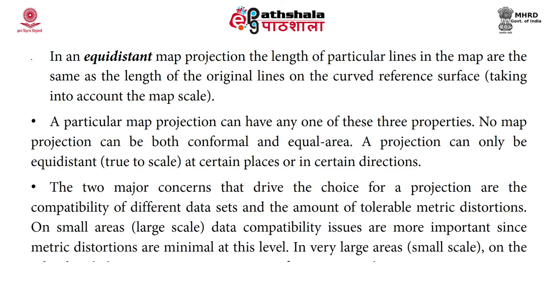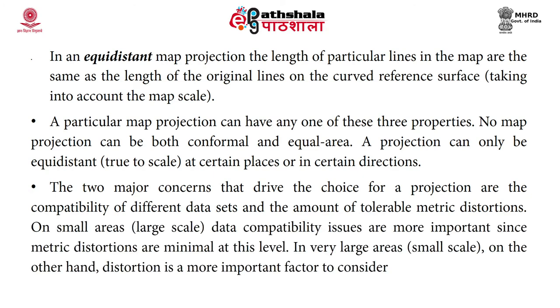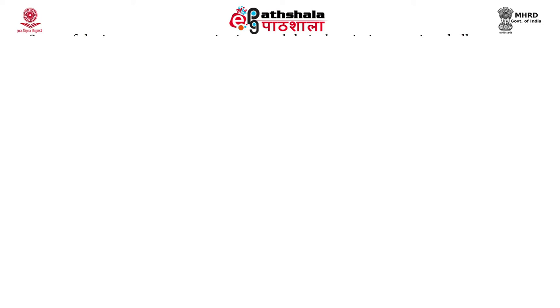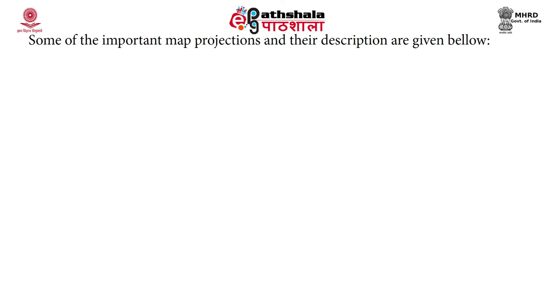The two major concerns that drive the choice for a projection are the compatibility of different data sets and the amount of tolerable metric distortion. On small areas, data compatibility issues are more important, as metric distortions are minimal at this level. In very large areas, on the other hand, distortion is the more important factor to consider. Okay, now let us look into some of the important map projections and their descriptions.